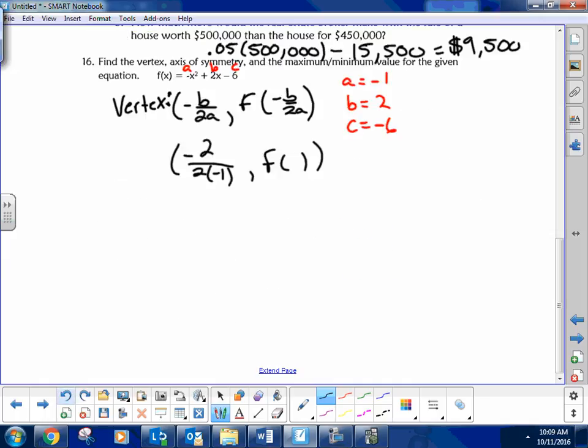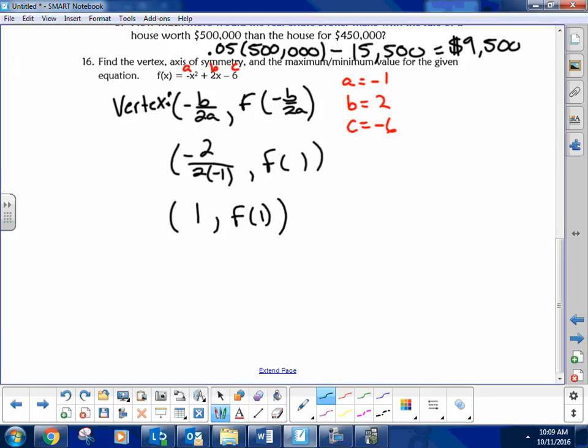So from here, I can guarantee you that it's going to be -2 over 2, so it's just going to be 1. Let me erase that and put that in here. So I'm going to guarantee you that it's going to be at 1. And then we just have to figure out what f of 1 is.